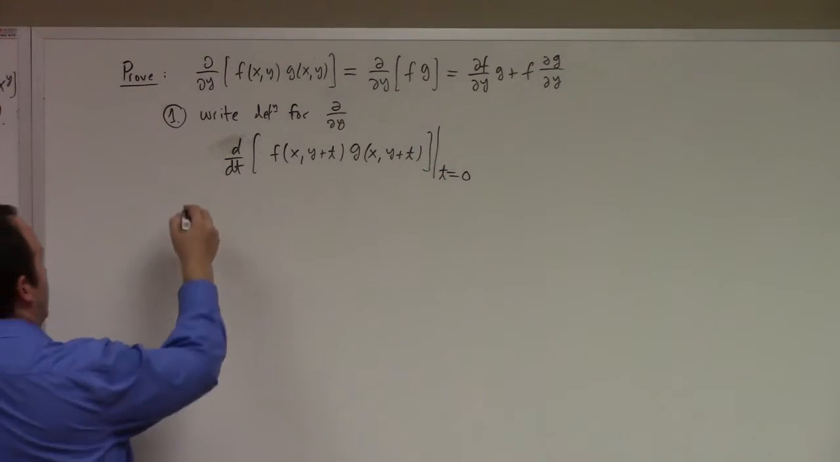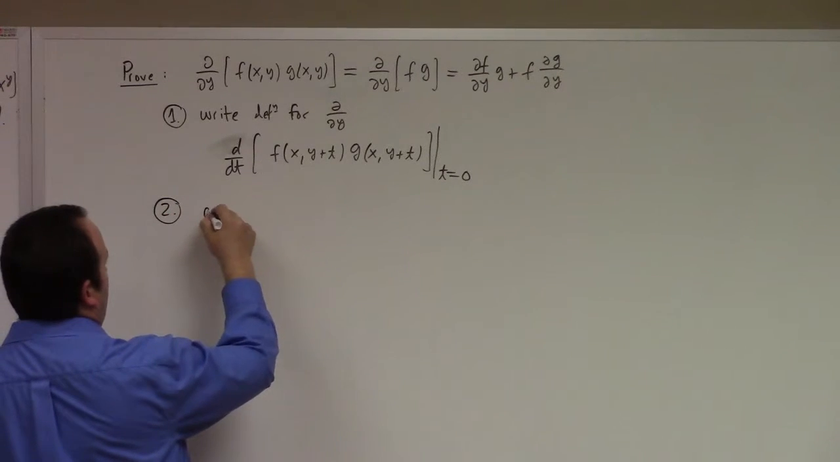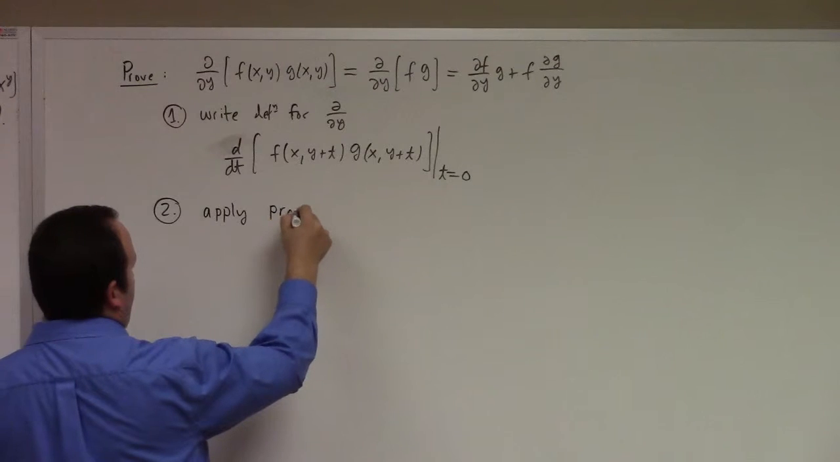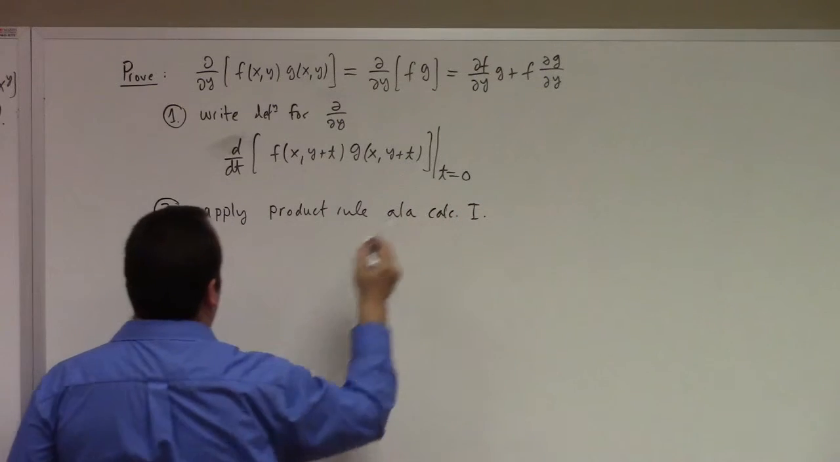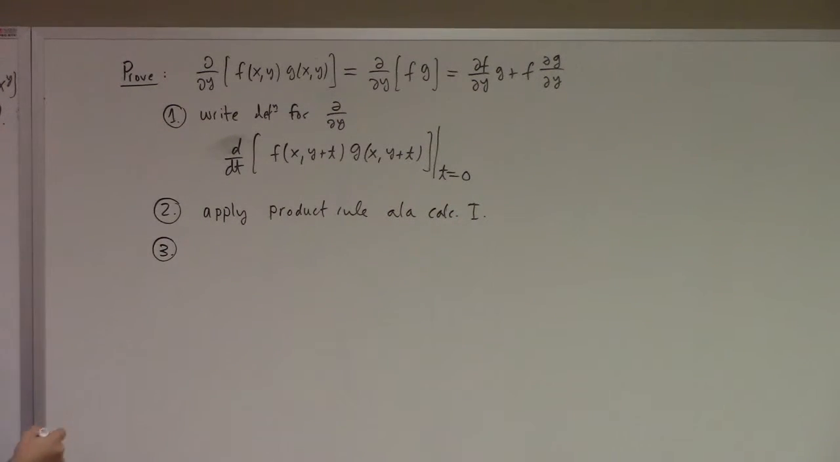Step number 2, apply the usual product rule from Calc 1. Step number 3, what would you do? Plug time equal to 0 in the appropriate things and identify the partial derivatives. So step number 3 is just collect the results and identify that, hey, there it is. That's the product rule, which is just what I did here. I put in the definition, I changed the notation so you could see what's going on, we used the usual chain rule, and then we applied the definition again to conclude. The proof of the product rule will be just the same.